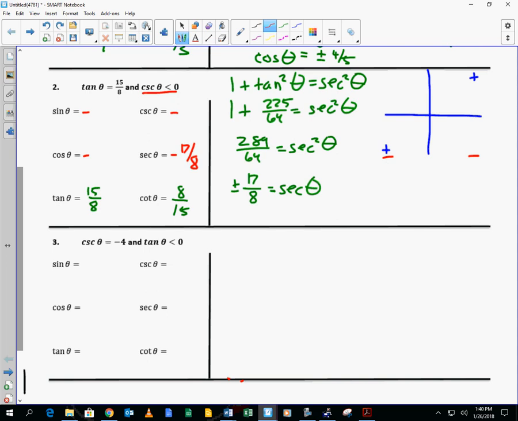Let's suppose that cosine was negative 1/2. Then what would secant be? Negative 2 over 1. It doesn't change sign when you take the reciprocal.